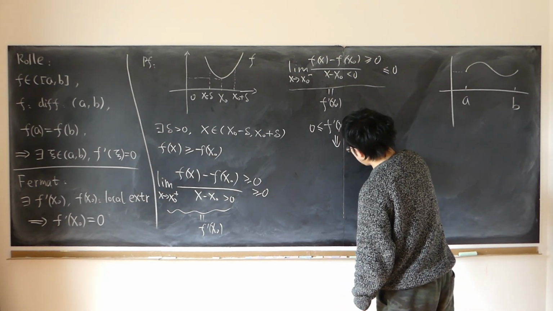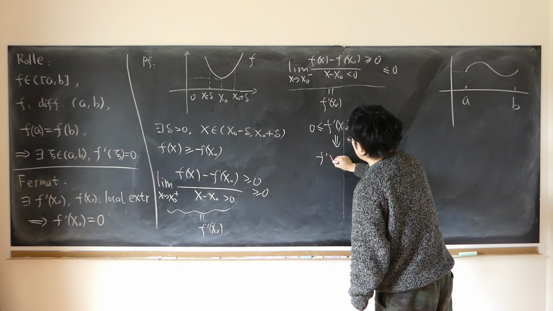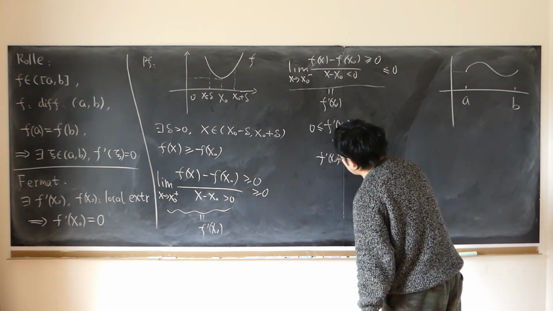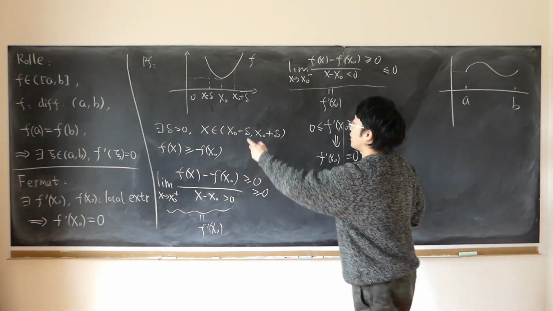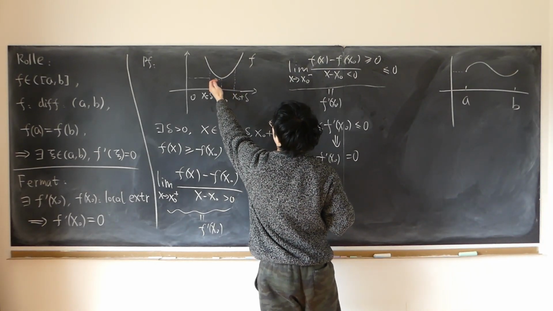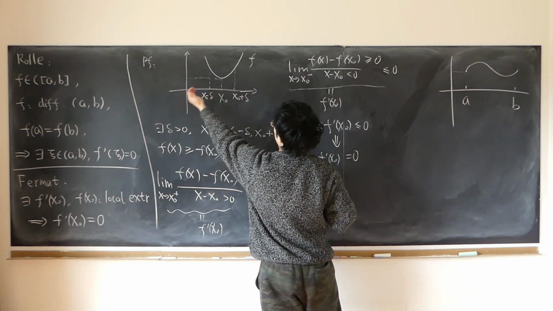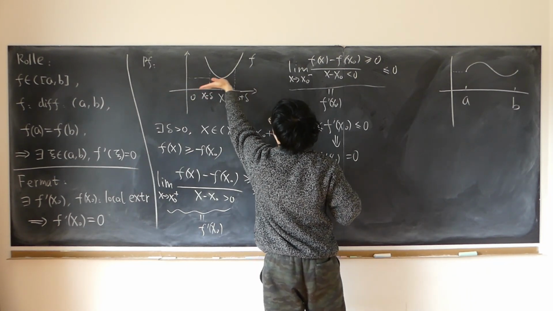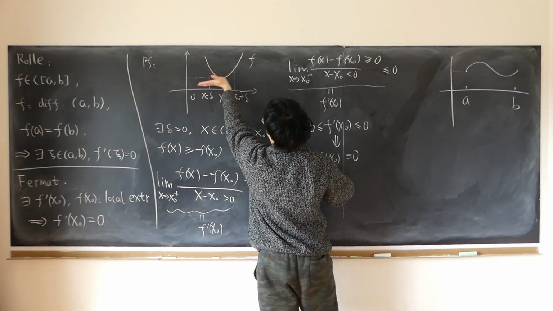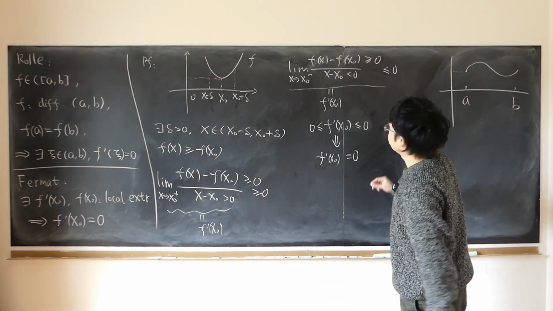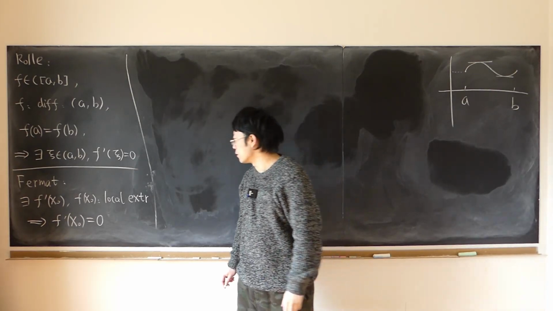So we conclude the derivative at x naught has no choice but to equal 0. From the graph, it's very intuitively clear, right? Because how else could it be? It has to be a flat line. The tangent line has to be flat, equal to 0. Now I've proven Fermat's theorem.